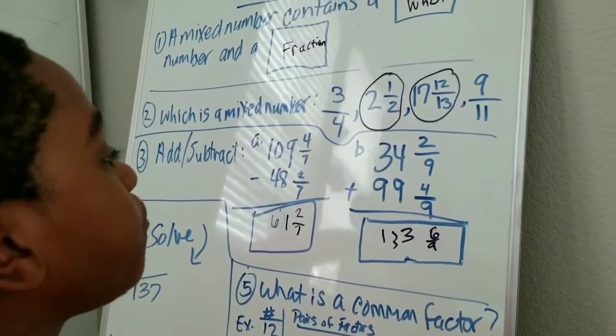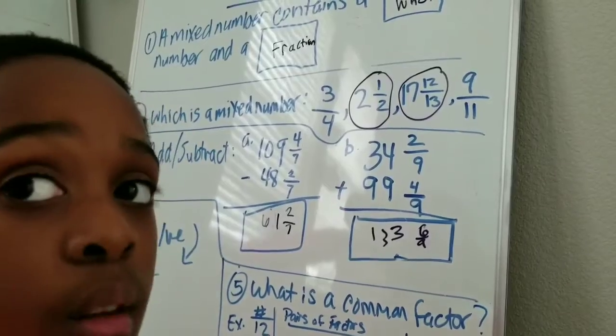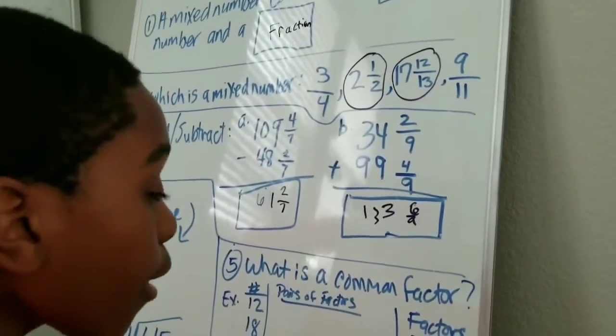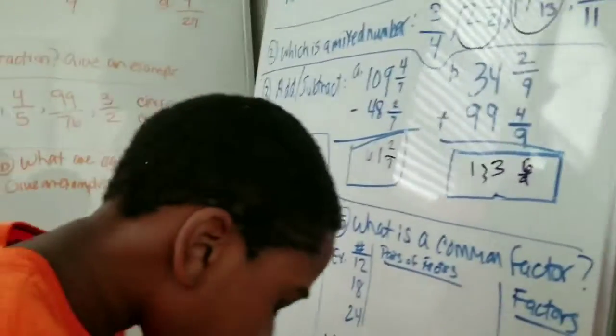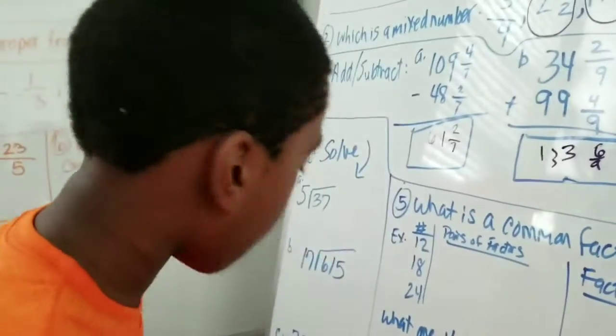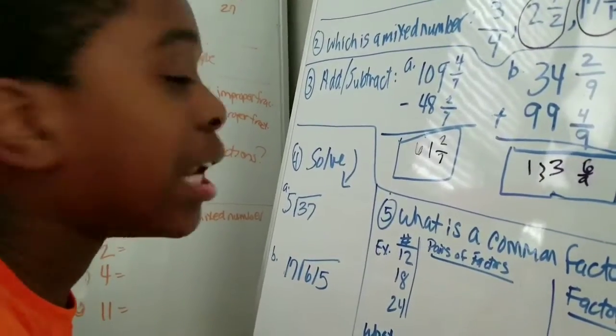Is that right? 9 plus 4 is 13. Carry the 1. 10, 13. Excellent. Awesome. So, go to number 4. I want you to solve number 4 and write them in mixed number.